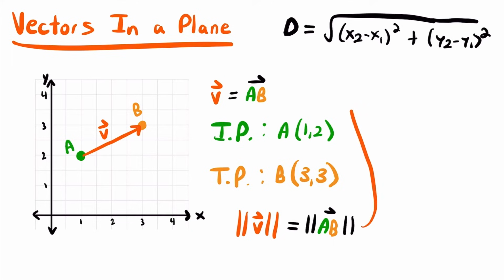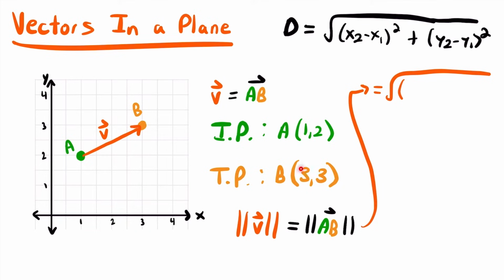So if we want to calculate the magnitude of our vector here, what we can do is take the square root of the difference of the x values between our terminal point and initial point, and then square them, and then add that to the difference in the y values for the terminal point and the initial point, and square them as well. So here's what that will look like. Let's start with the difference of the x values. Remember that you want to start with the terminal point. So we'll have 3 minus 1.